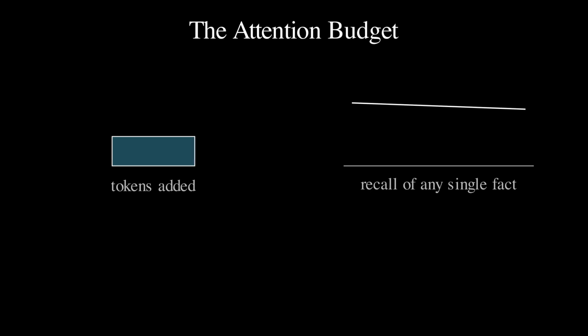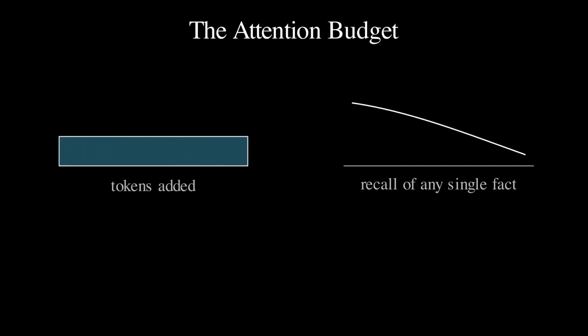Why does a bigger window not simply solve this? A useful heuristic pictures a finite attention budget. Attention weighs every token against every other, so as tokens are added, the same budget is spread more thinly, and recall of any single fact tends to fall. The effect has a name: context rot. Treat the heuristic as a heuristic.